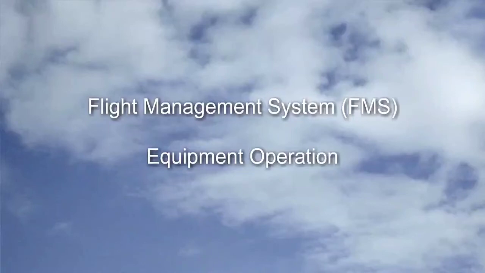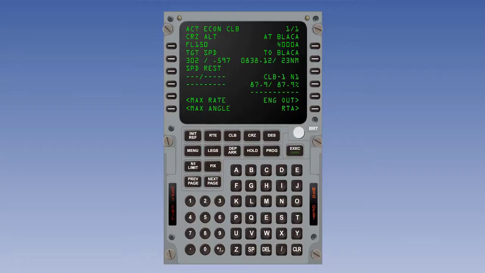This is the second of 2 lessons on the Flight Management System, or FMS. The previous lesson covered components and hardware, whilst this one concentrates on equipment operation. There are about 30 or 40 pages available in the CDU display, depending on the model.